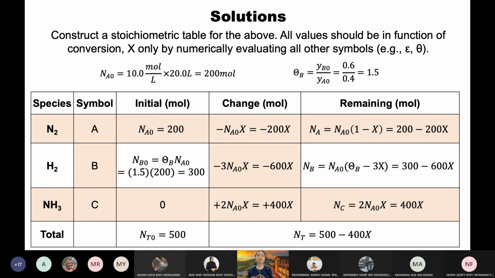Okay, then don't forget, you're not done yet because you have the last row, total. So how much total initial?